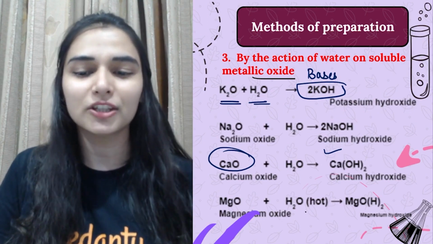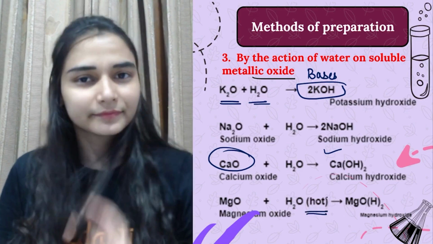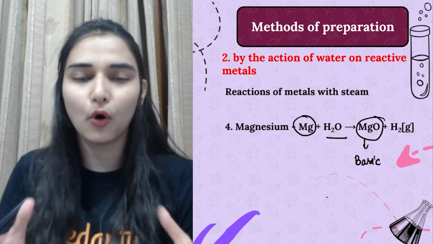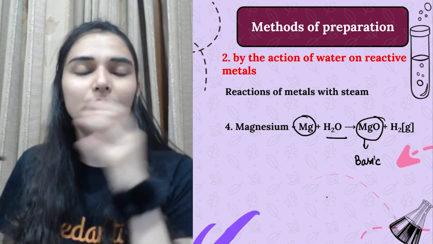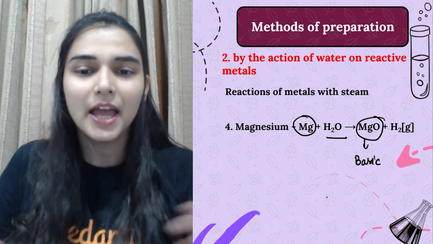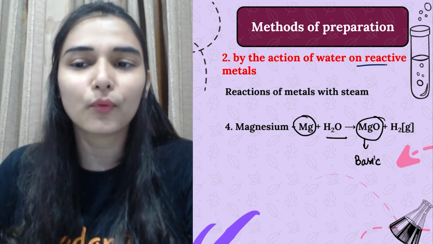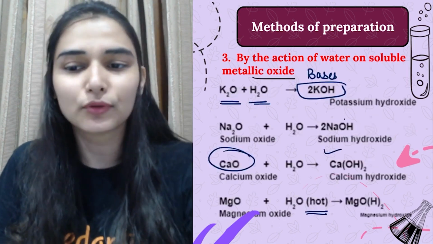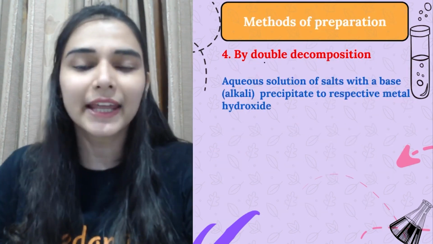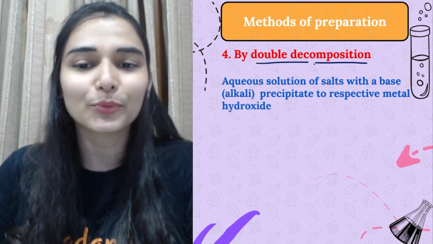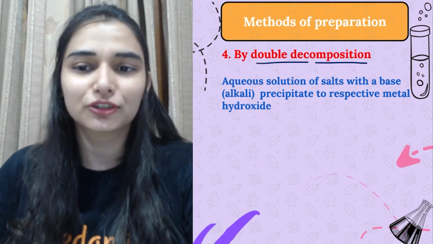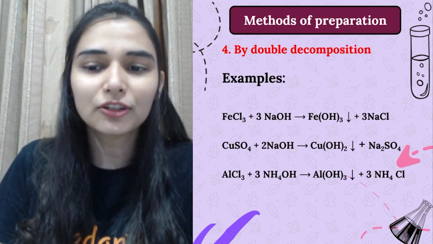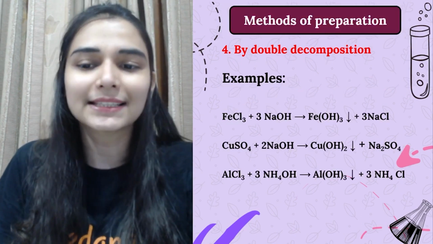And here see, magnesium oxide with the hot. Okay, magnesium can also react with hot water to form the basic hydroxide. Okay, then we have the action of water on the reactive metals. I have told you, so just remember this point. The next is super easy, by double decomposition. Okay, I'm gonna show you here what exactly happens.